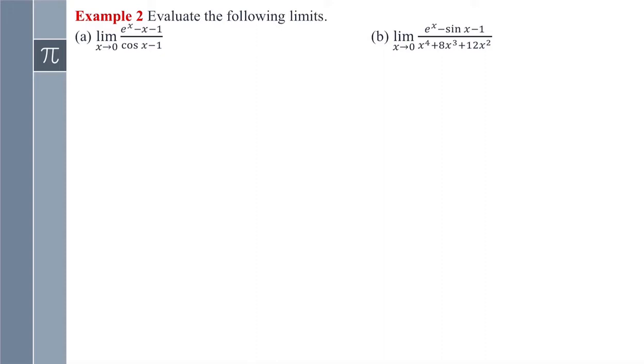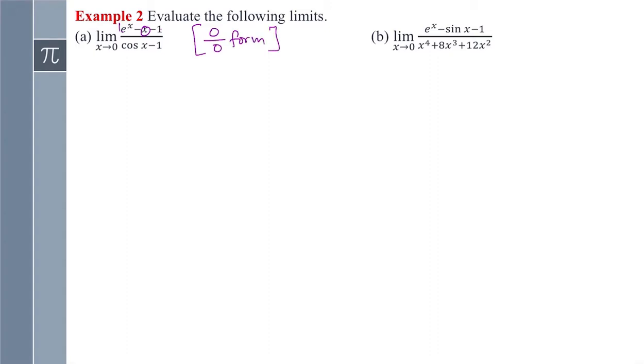Okay, so let's look at this example. If I plug in 0, e to the 0 is 1 minus x is 0 minus 1. So we get 0 in the numerator divided by cosine of 0 is 1 minus 1 is 0. So we have 0 over 0 form.